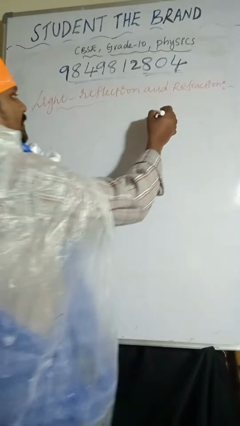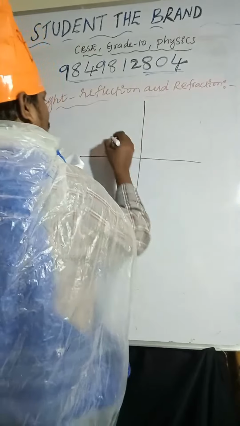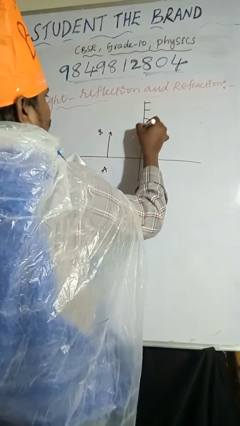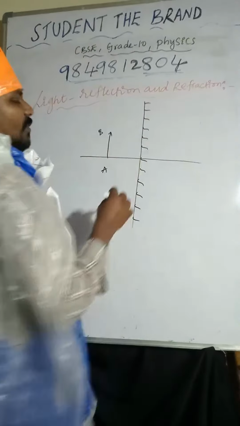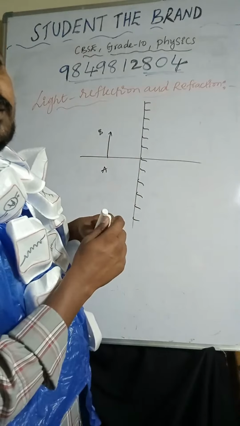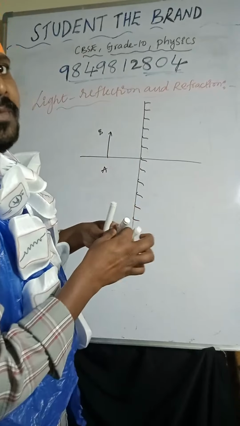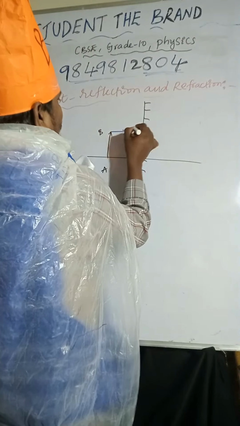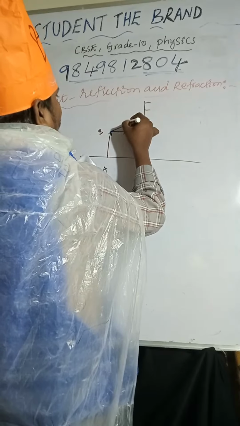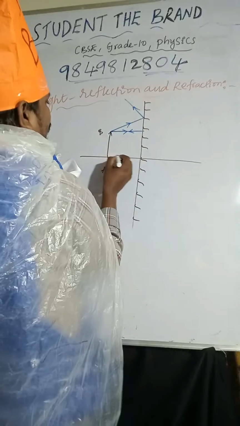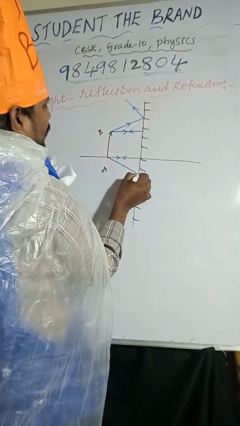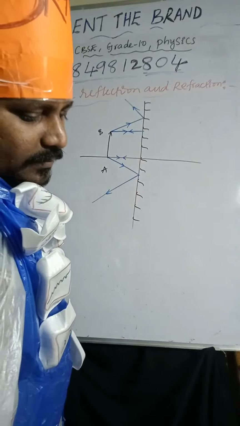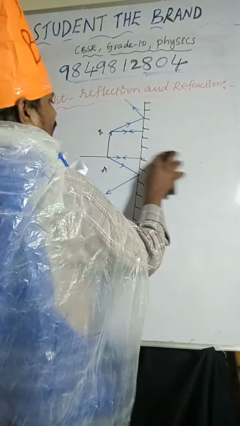So I'm taking the plane mirror like this. So this is the object, object A, B. Okay. How many light rays are required to form the image of the object? Minimum 2 light rays are required to form the image of the object. So one light ray I am taking like this. Okay, so here, and one more light ray, so here. If you are extending these light rays, now you can observe here.